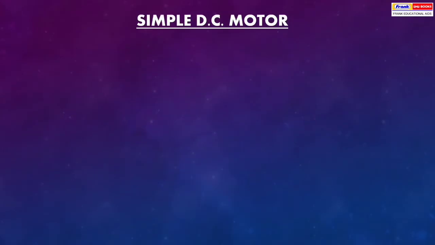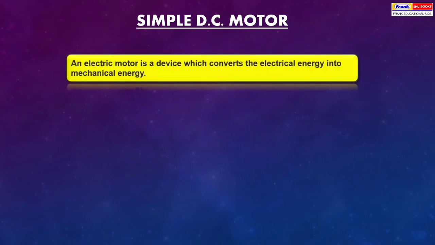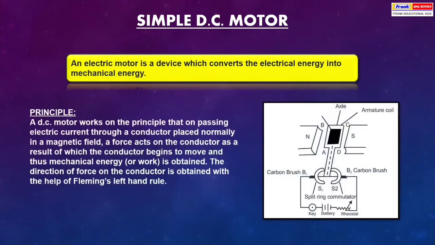Simple DC motor. An electric motor is a device which converts electrical energy into mechanical energy. Principle. A DC motor works on the principle that on passing electric current through a conductor placed normally in a magnetic field, a force acts on the conductor, as a result of which the conductor begins to move and thus mechanical energy or work is obtained. The direction of force on the conductor is obtained with the help of Fleming's left-hand rule.